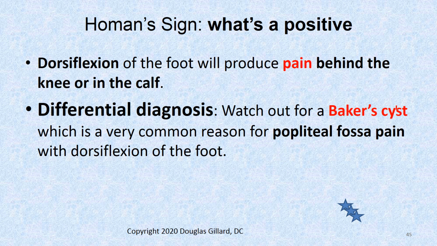Okay, what's a positive? It's pain in the calf or behind the knee. One differential diagnosis, you better put your fingers back there, Baker's cyst. It can also be painful if it's tangled up in the gastrocnemius at all, or you might palpate a Baker's cyst back there. It's probably not tangled up in the gastroc, it's too low. But they can be painful as well.